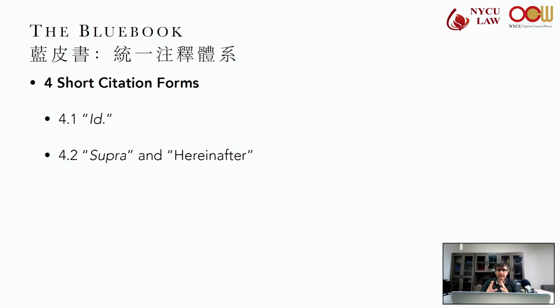In the same footnote, we can use id. So in footnote 5, we have a source and then, separated by a semicolon, we use id. to point to a different section of that same source. Footnotes 6 and 7: on 7, we are citing the previous footnote at a different section.